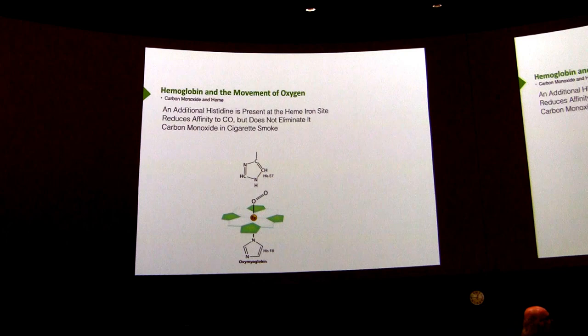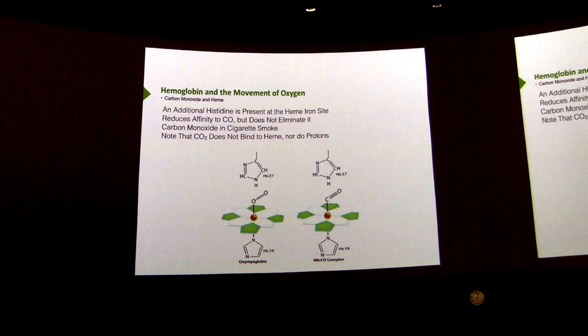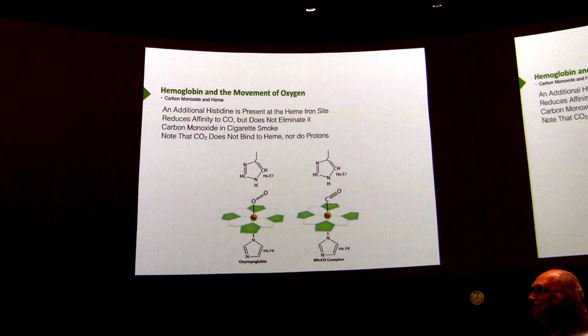Okay? There's that same structure bound to carbon monoxide. And if you look at that, you see carbon monoxide has pretty much the same shape that oxygen does. And that's why it's able to bind in the same place that oxygen does.